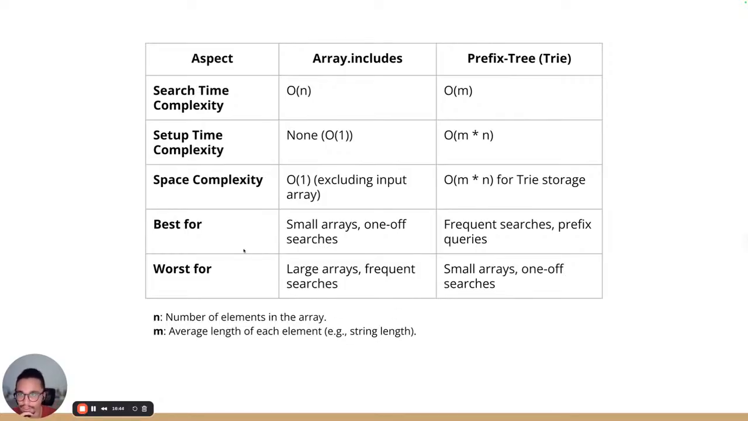The setup time complexity is O(1) because we are already using the input that we have, for example, the forbidden words array.